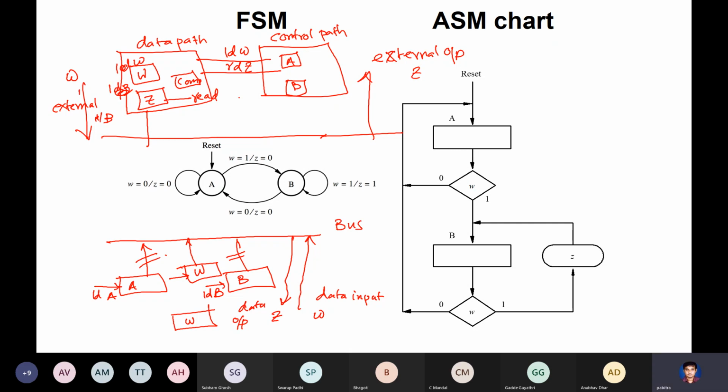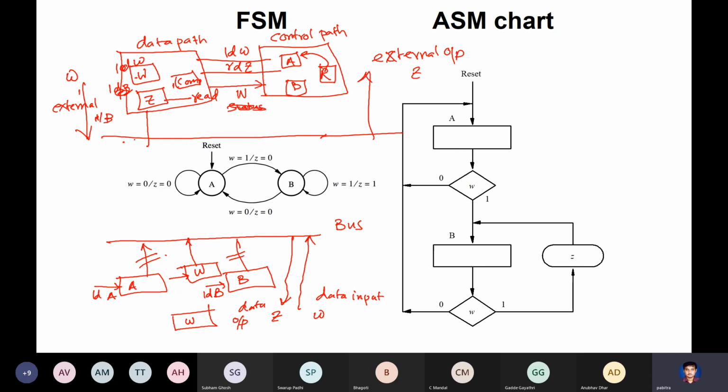So what I'll do, I'll start with reset. Maybe I need another state called reset. I'll start with reset. Then my control path, the FSM, will move to A. Then when it is at A, it will load W from the bus, looking at the external input. And then compare W, check the value of W. And then I also need a status signal about W.